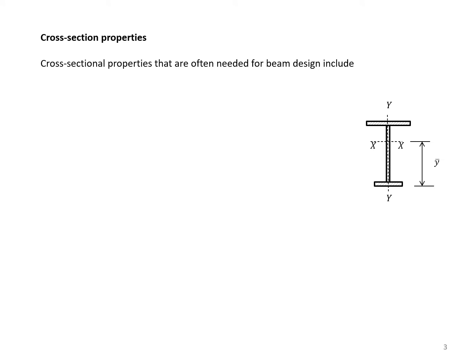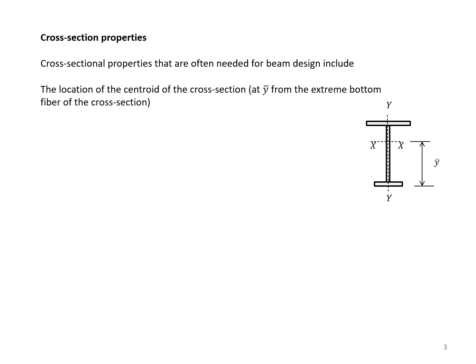Cross-sectional properties that are often needed for beam design include the location of the centroid of the cross-section, which is at a distance y bar from the extreme bottom fiber of the cross-section. As you can see in here, the location of the centroid is shown with y bar. This location is where the static moment of the upper portion of the section is equal to the static moment of the lower portion of the section.